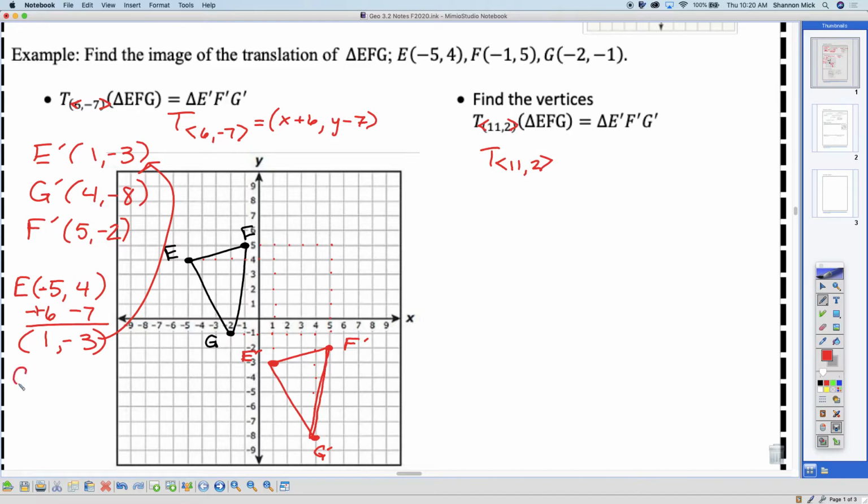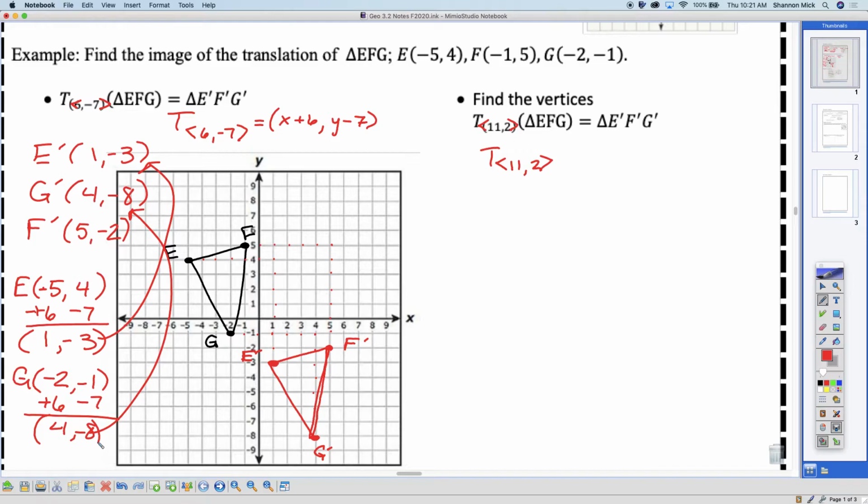G was -2, 1. So add 6, subtract 7. So 4, -8. Is that what we got? Yes. So do we have to count? No. You just have to do the math to each of them.